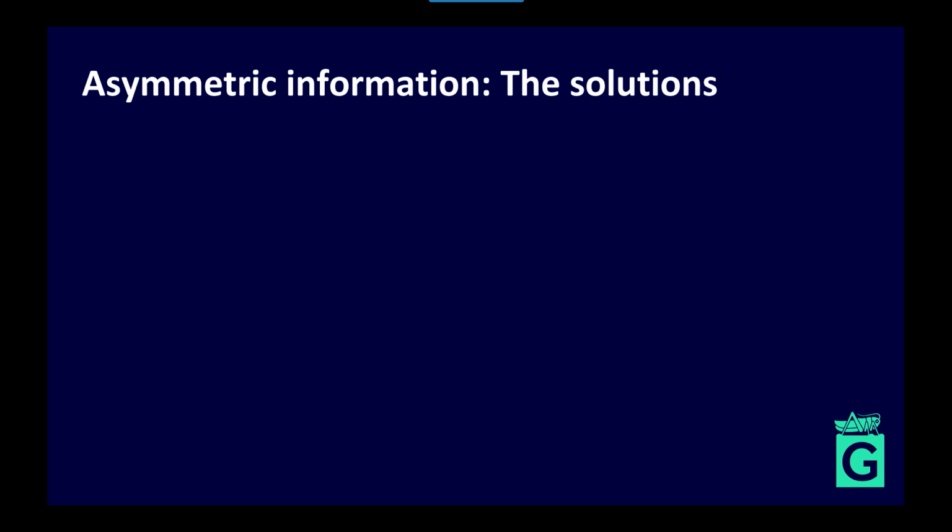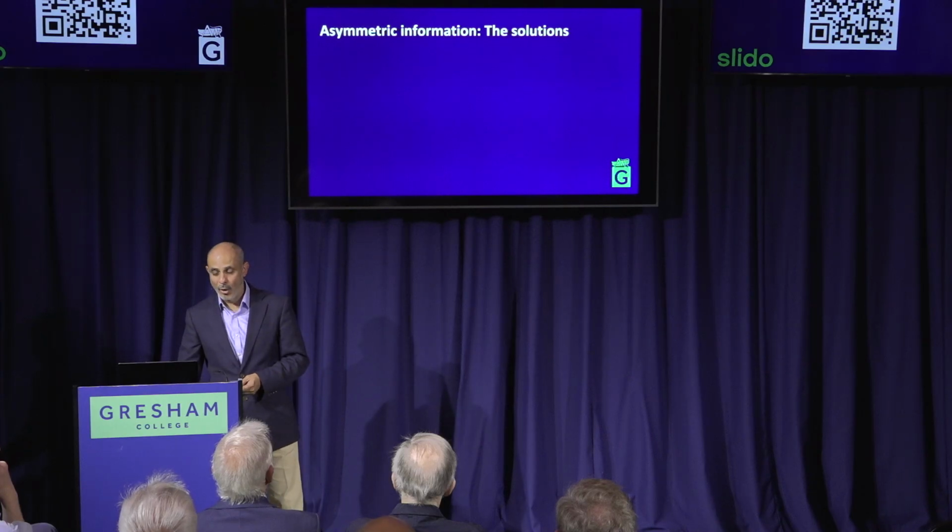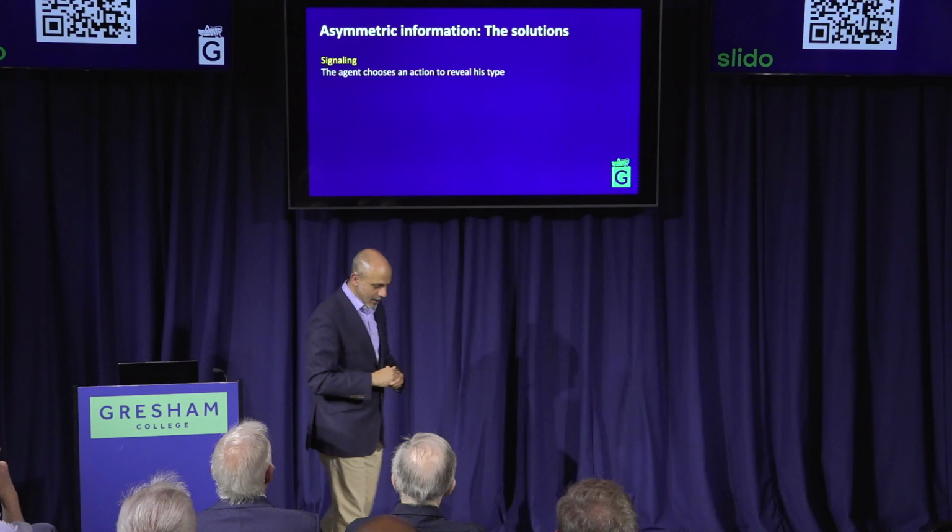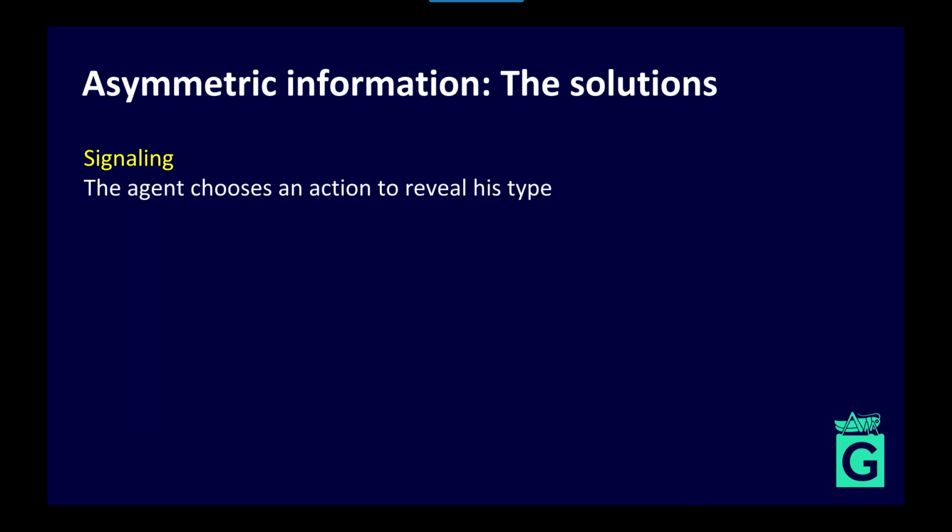So what are the solutions to these adverse selection and moral hazard problems? The first solution is signaling. Remember, there are 2 types of agents. Both agents have superior information. But the first type of agent also has a better product. The second agent has superior information, but a worse product.